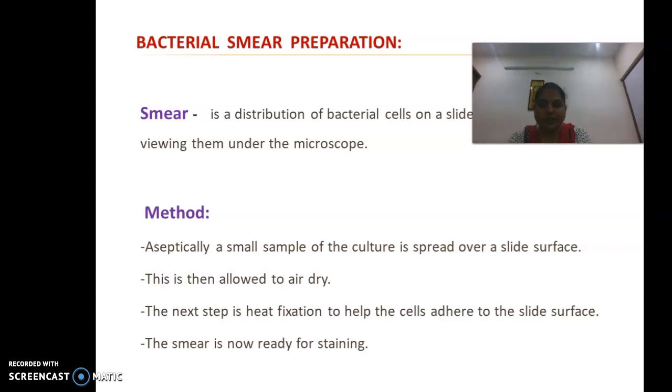So how do you prepare a smear? We take a small amount of the culture with the help of an inoculating loop and aseptically spread the sample over the surface of the slide. It is then left to air dry. This is mainly called smear preparation, and the smear is now ready for the next step.